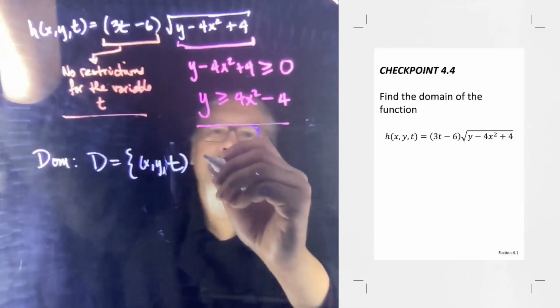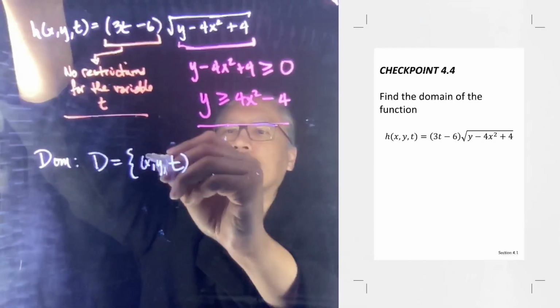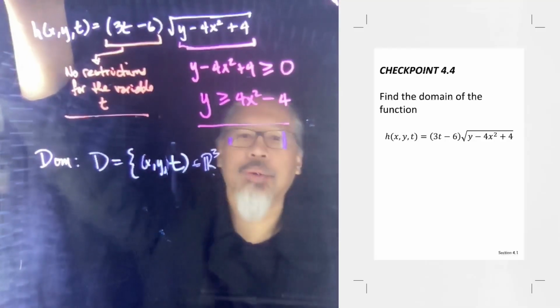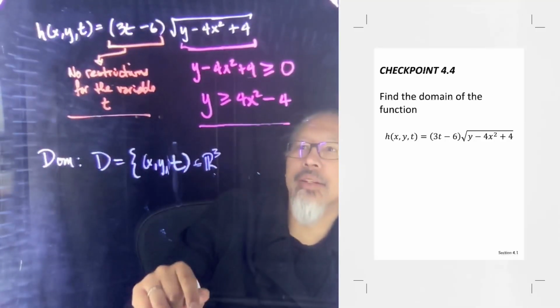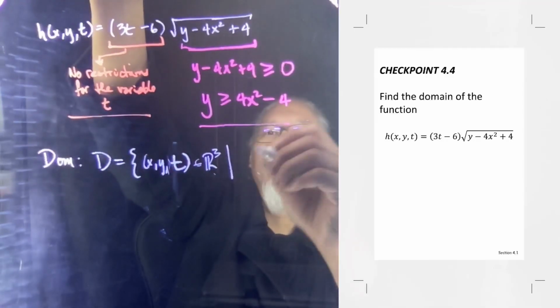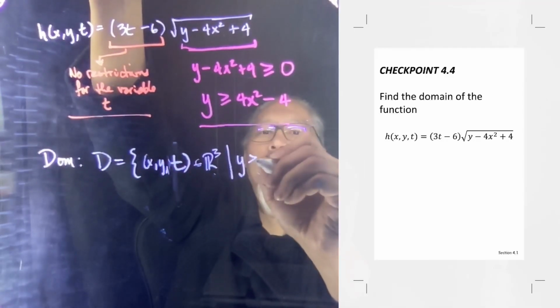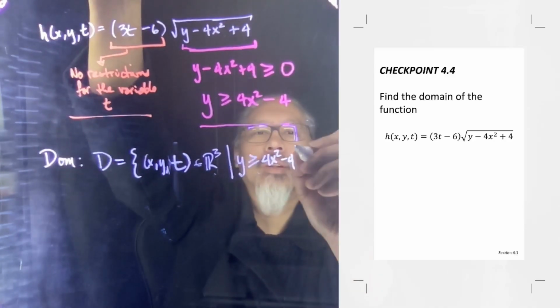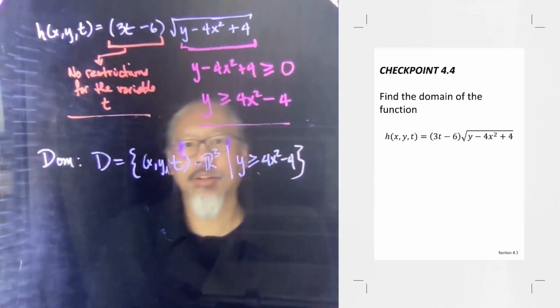And the only restriction, or we can say that this thing lives in R3 if we want, because it's a three-dimensional domain, such that, and then we'll just simply put this equation: y is bigger than or equal to 4x squared minus 4. And then we'll close that, and that's our domain.